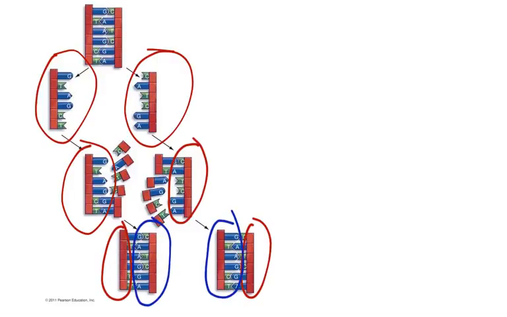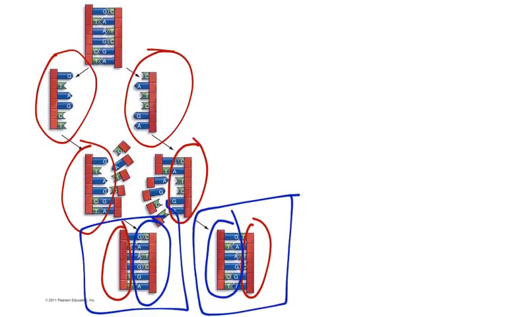So instead of making a complete new copy and setting it on its own, we just divide each strand up and pair it with new bases and create two new ones. So there's one, and there's two new DNA molecules. And that's how we do DNA replication.